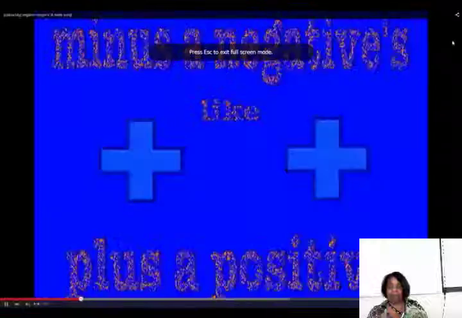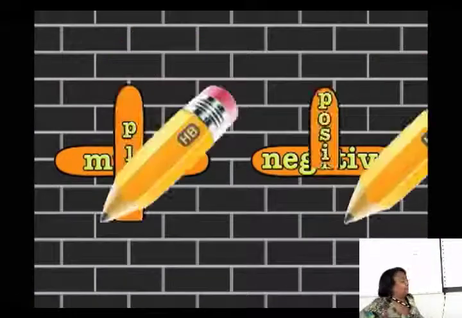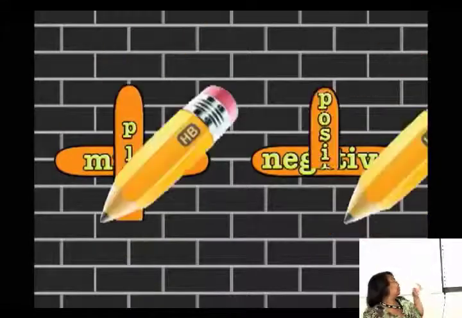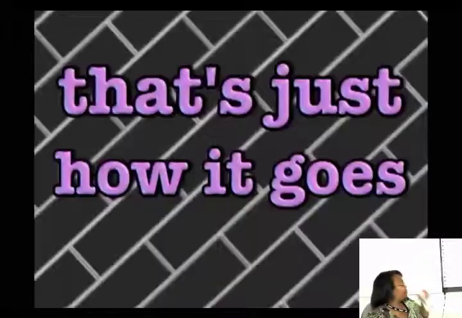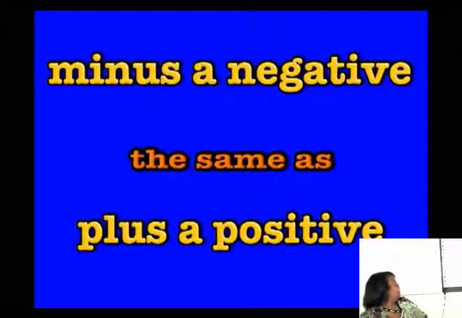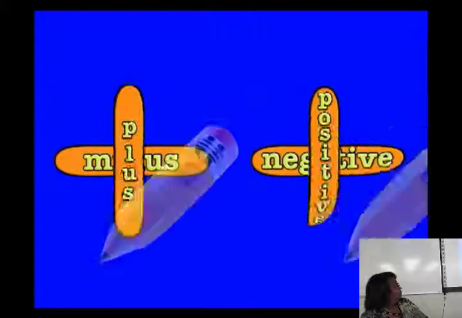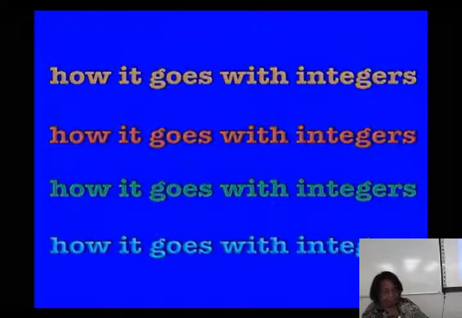Plus a positive, that's just how it goes. Plus a positive, by this to negative. Plus a positive, by this to negative. Plus a positive, that's just how it goes. Plus a positive, that's just how it goes. Minus a negative, plus a positive, that's just how it goes. Plus a negative, plus a positive, that's just how it goes. Plus a negative, plus a positive, that's just how it goes.